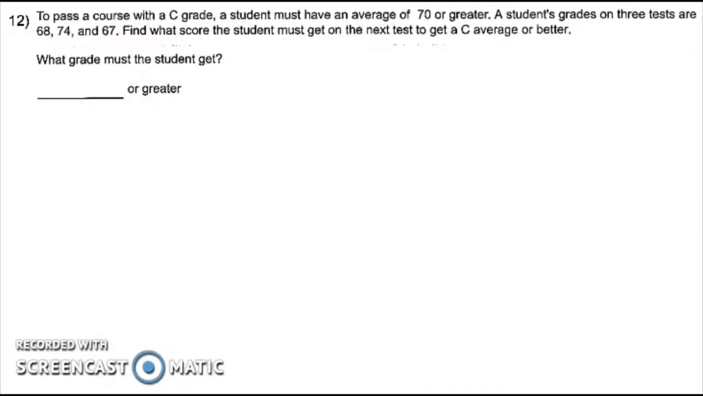Number 12. To pass a course with a C grade, a student must have an average of 70 or greater. A student's grades on 3 tests are 68, 74, and 67. Find what score the student must get on the next test to get a C average or better. What grade must the student get? So first thing we see, they need to get a 70 or greater, so that means greater than or equal to 70 to start off with.